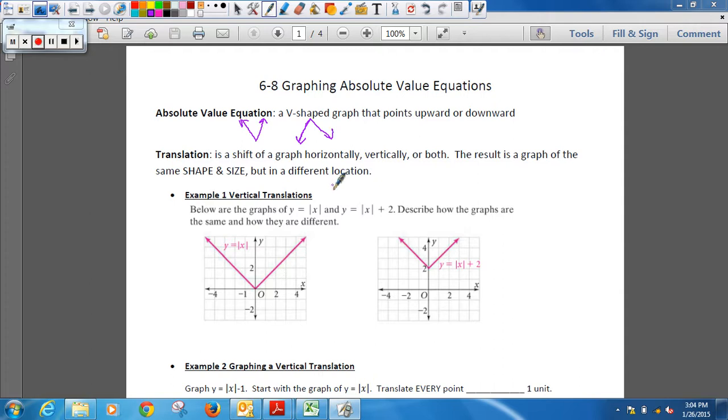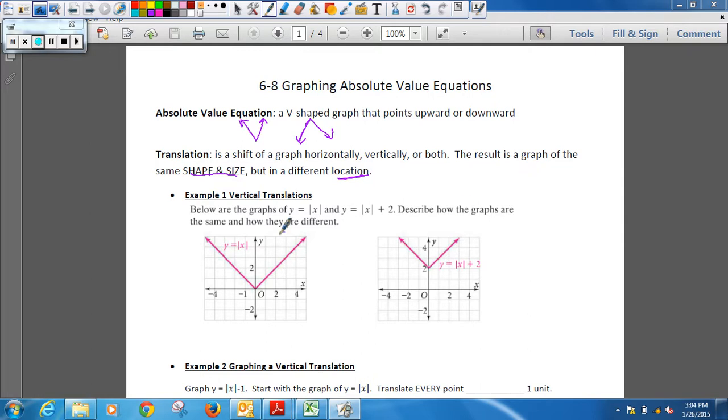The translation then, if you think of it that we've done before, is just a slide. So it is a shift horizontally, vertically, or you could do both. The result is a graph of the same shape and size. Its only difference is its location. So example number 1 is what happens if you have a vertical translation.